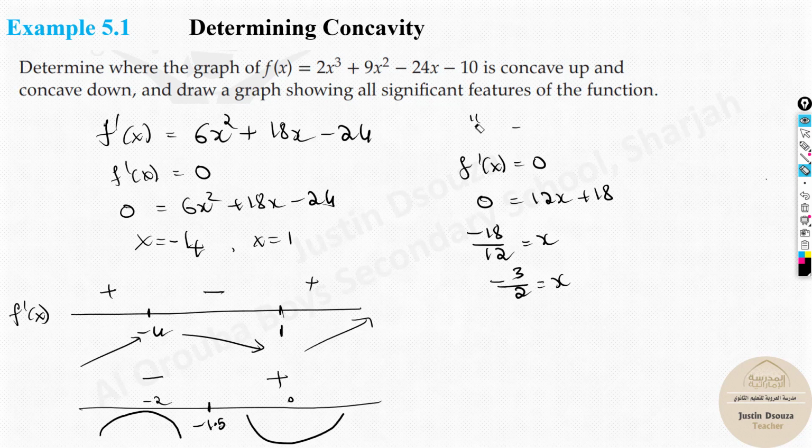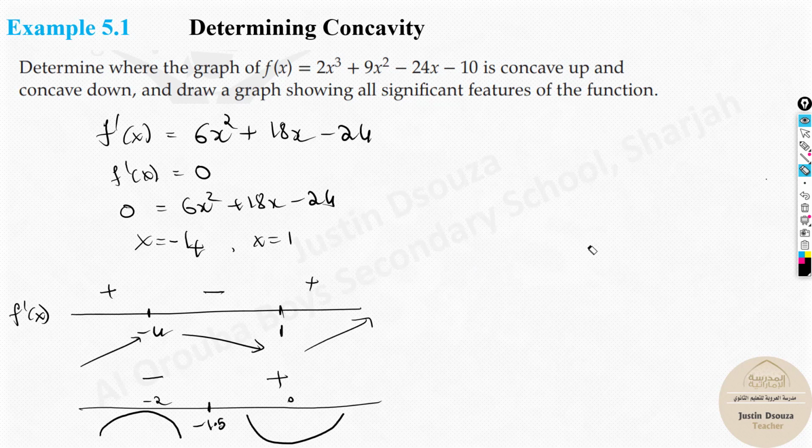Let me just erase all this. Now I hope you're understanding why we did the derivative. The derivative is for telling us whether it's concaving upwards or downwards. It's another extra feature of the graph of the given function.